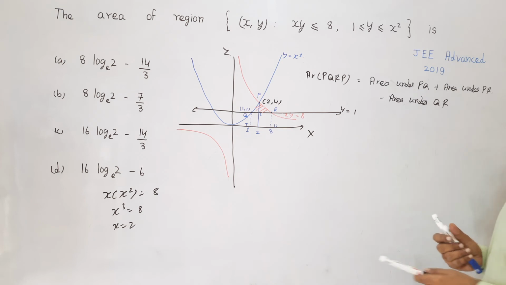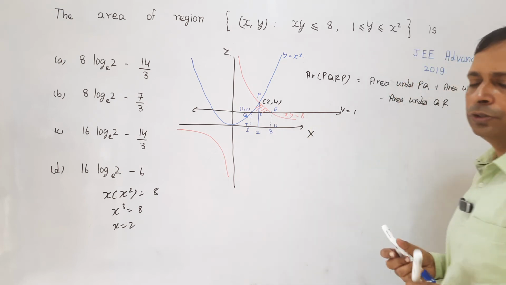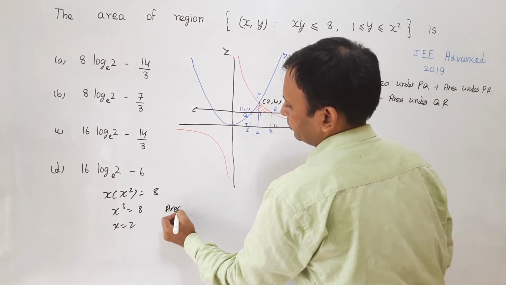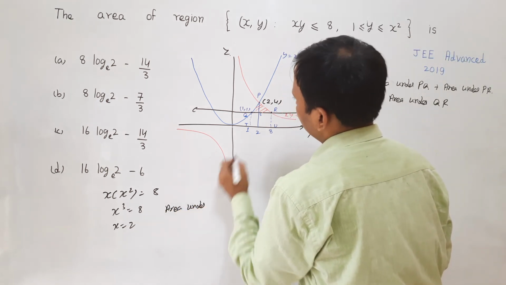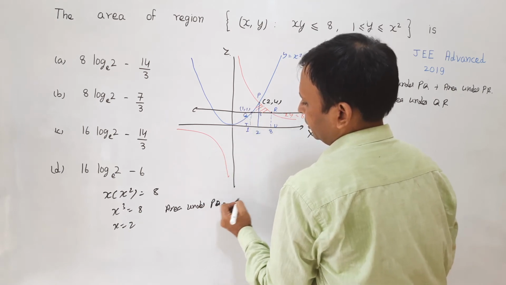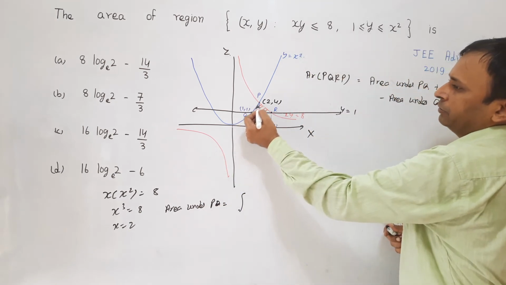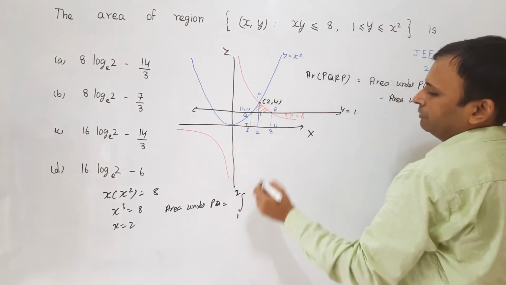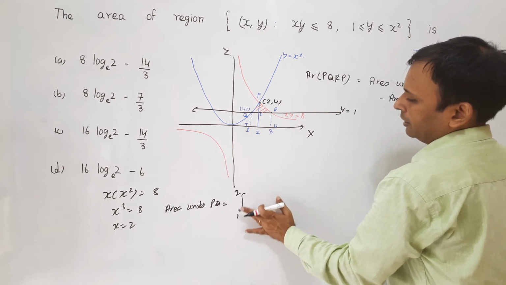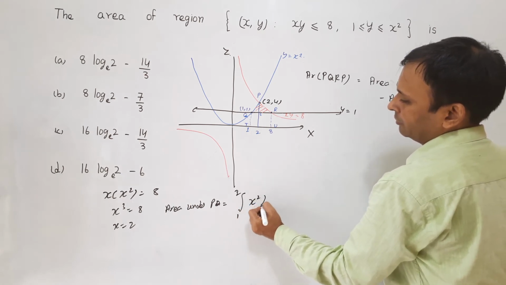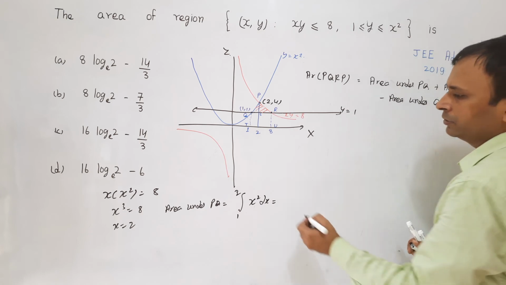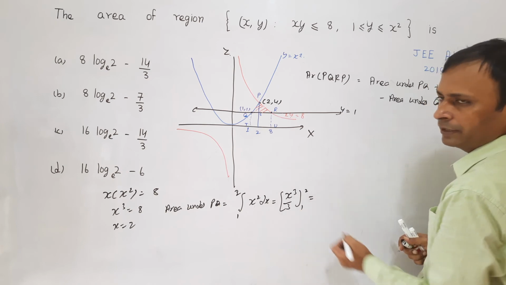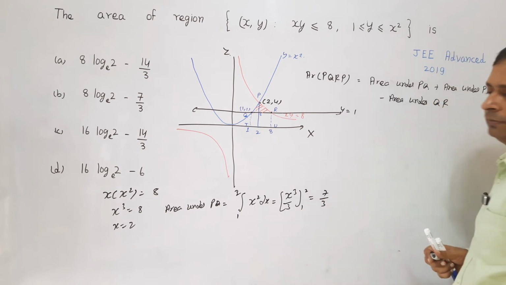Region of the parabola where x is going from 1 to 2. So I will find out area under the region PQ. This would be given by x going from 1 to 2, and here y is x square. So I will write x square, and with respect to x, I will integrate. So this will be x cube divided by 3, and from 1 to 2, so this will be 8 by 3 minus 1 by 3, that is 7 by 3.